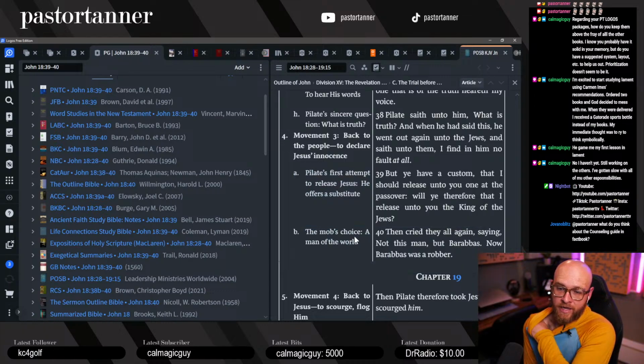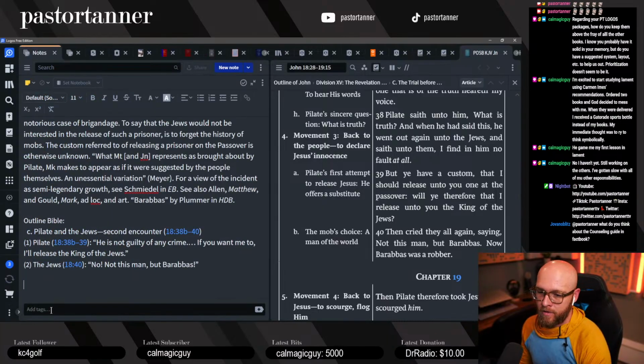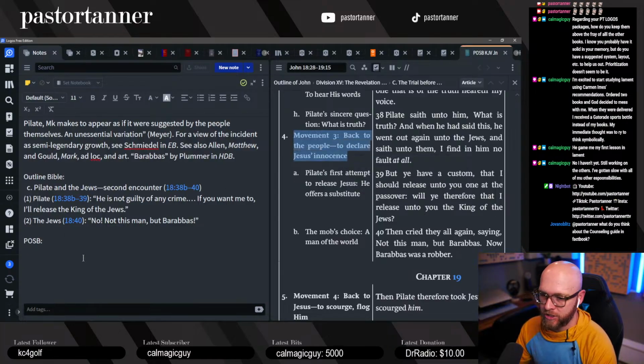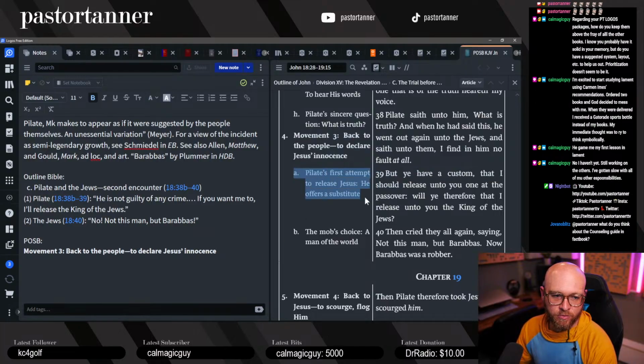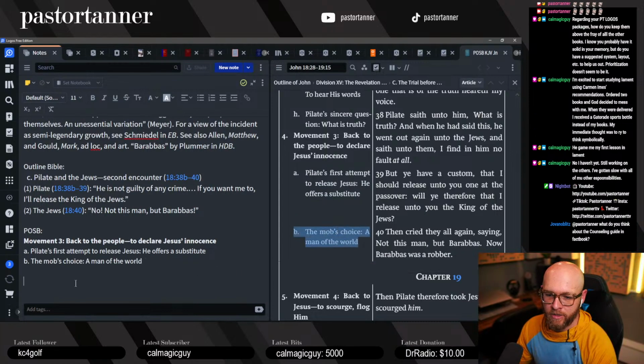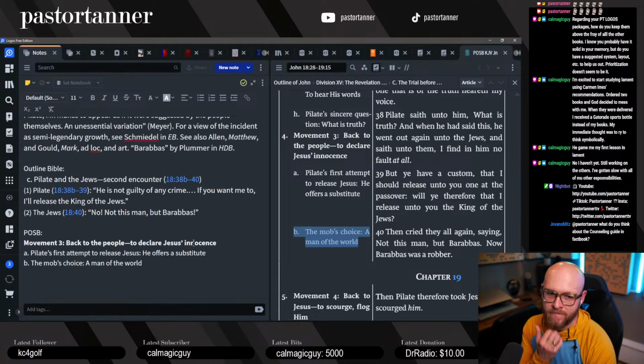So, again, this is actually a pretty good outline to give us exactly what we're looking for, because we can see the substitute nature. So, movement 3, back to the people to declare Jesus' innocence. A, Pilate's first attempt to release Jesus offers a substitute. B, the mob's choice, a man of the world. So again, that's pretty handy just right there like that. Okay, that's the Preacher's Outline and Sermon Bible.